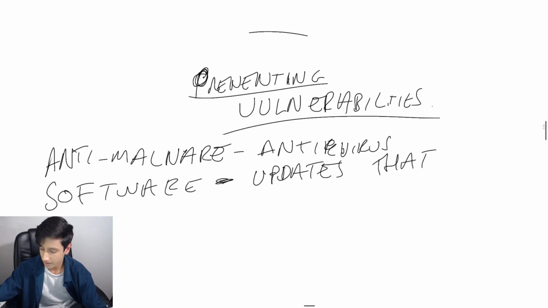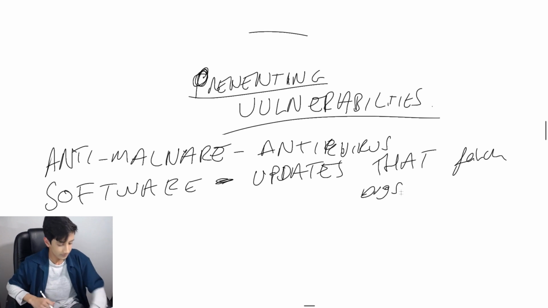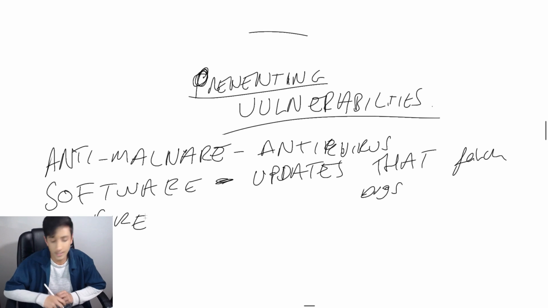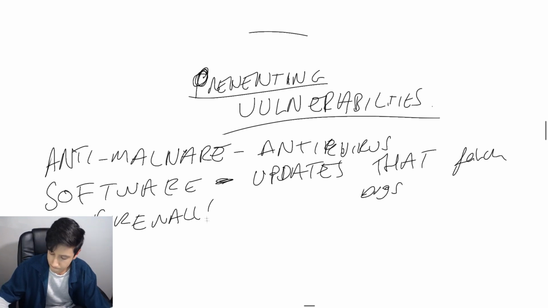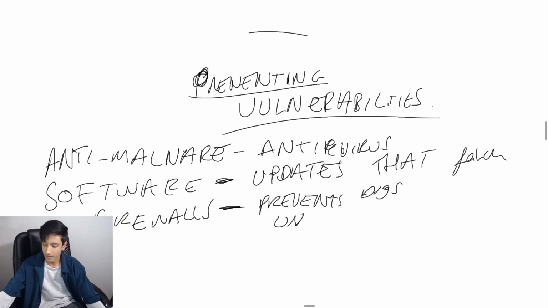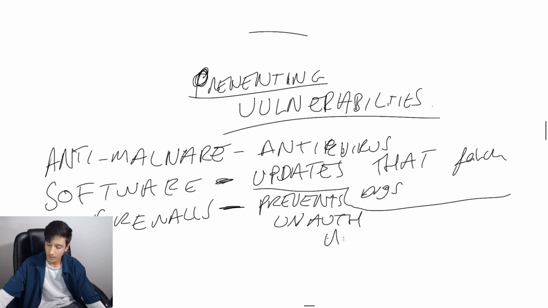Okay, updates that patch. There's also firewalls, which prevent unauthorized access to a network through blacklisting or whitelisting. It's literally just a block on your network. That's it. I'm going to draw a line there. Prevents unauthorized access.